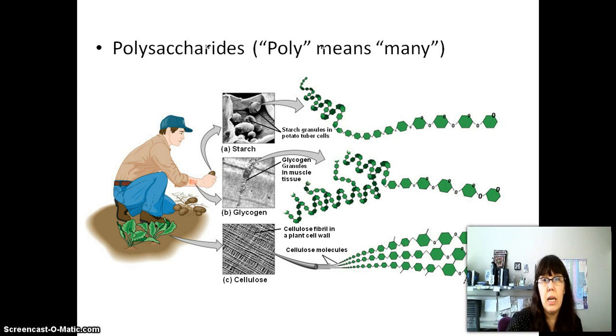Poly means many. Polysaccharides consist of many repeating units of monosaccharides. There are 3 important ones. Starch, which is the storage in plants. Glycogen, which is storage in animals, in muscles and tissues. And cellulose, which is a structural component of plants. Cellulose is the fiber that you find in your vegetables that you can't digest.